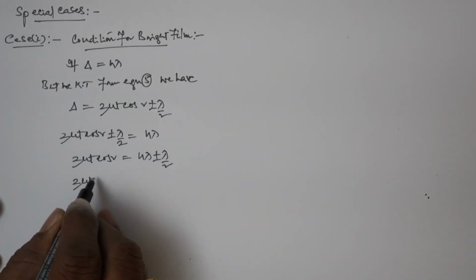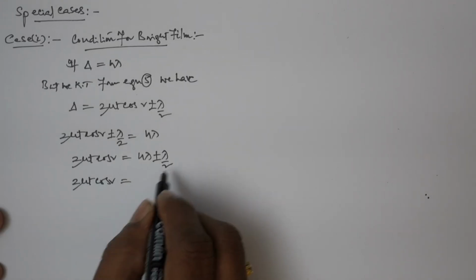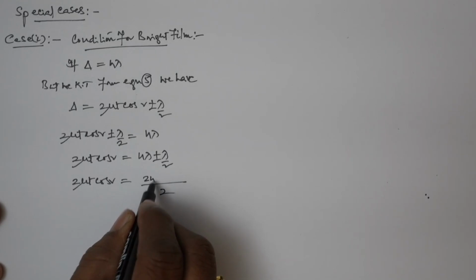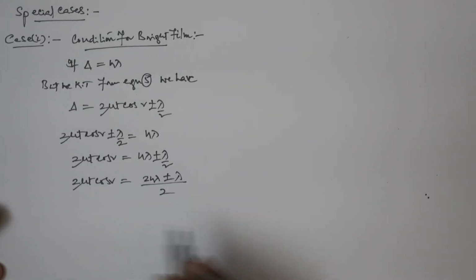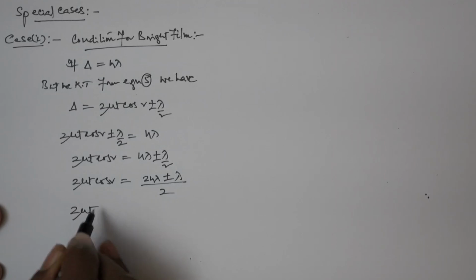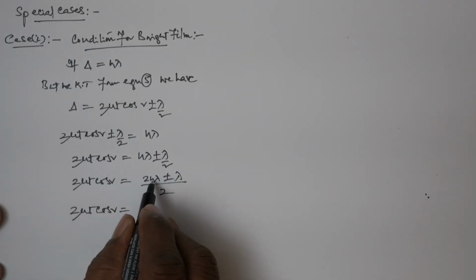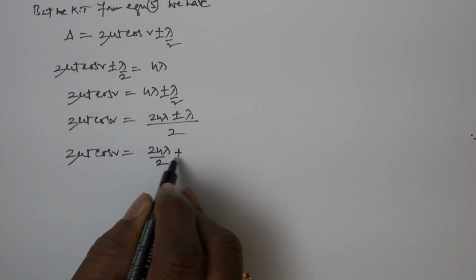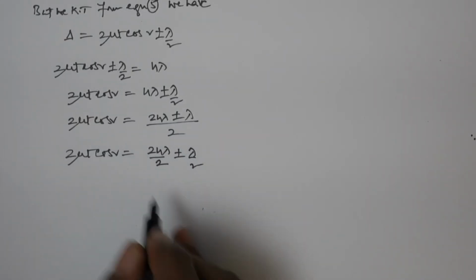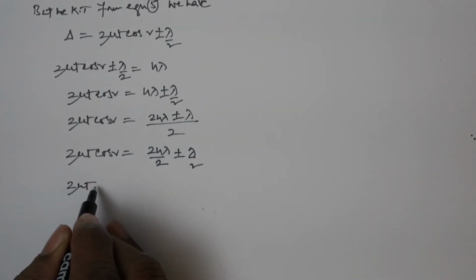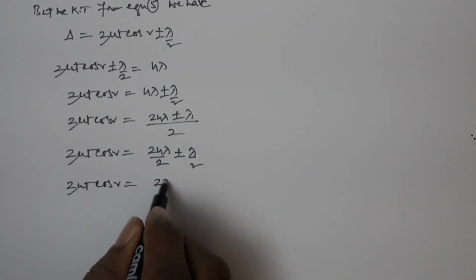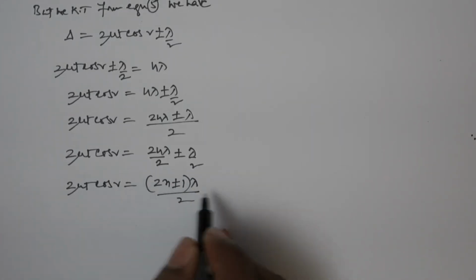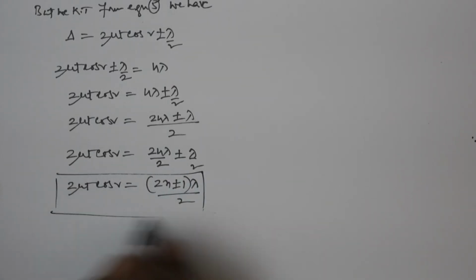Now 2 mu t cos r is equal to the right-hand side; if I take LCM 2 here, we get 2n lambda plus or minus lambda. Simplifying in the next step, 2 mu t cos r is equal to 2n lambda by 2 plus or minus lambda by 2. Taking common, 2 mu t cos r is equal to 2n plus or minus 1 into lambda by 2. So this is the ultimate expression for the condition for bright film.